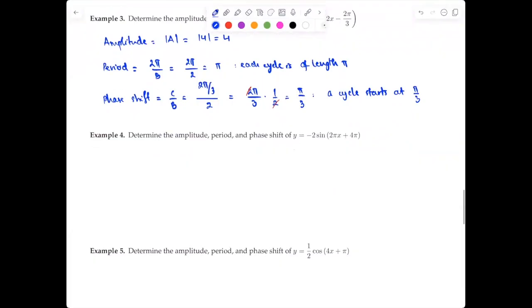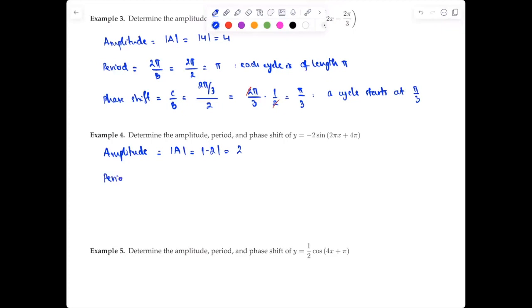Now let's move on to the next example. In example 4, again, you want to calculate the amplitude, the period, and the phase shift of the function y equals negative 2 times sine of (2 pi x plus 4 pi). In this case, the amplitude is equal to the absolute value of a, or the absolute value of negative 2. This is equal to positive 2. Again, the highest point the graph function can get to is 2. The lowest point that the graph function can get to is negative 2.